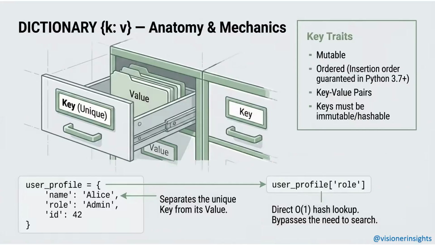And that brings us to the dictionary. This is your filing cabinet. Instead of an index number like 0, 1, 2, you get to define your own unique key to access your data. This creates a direct map, a connection, from a key like the word role to its value, admin. And just like with sets, this lookup is instantaneous, totally bypassing the need to search through a long list.